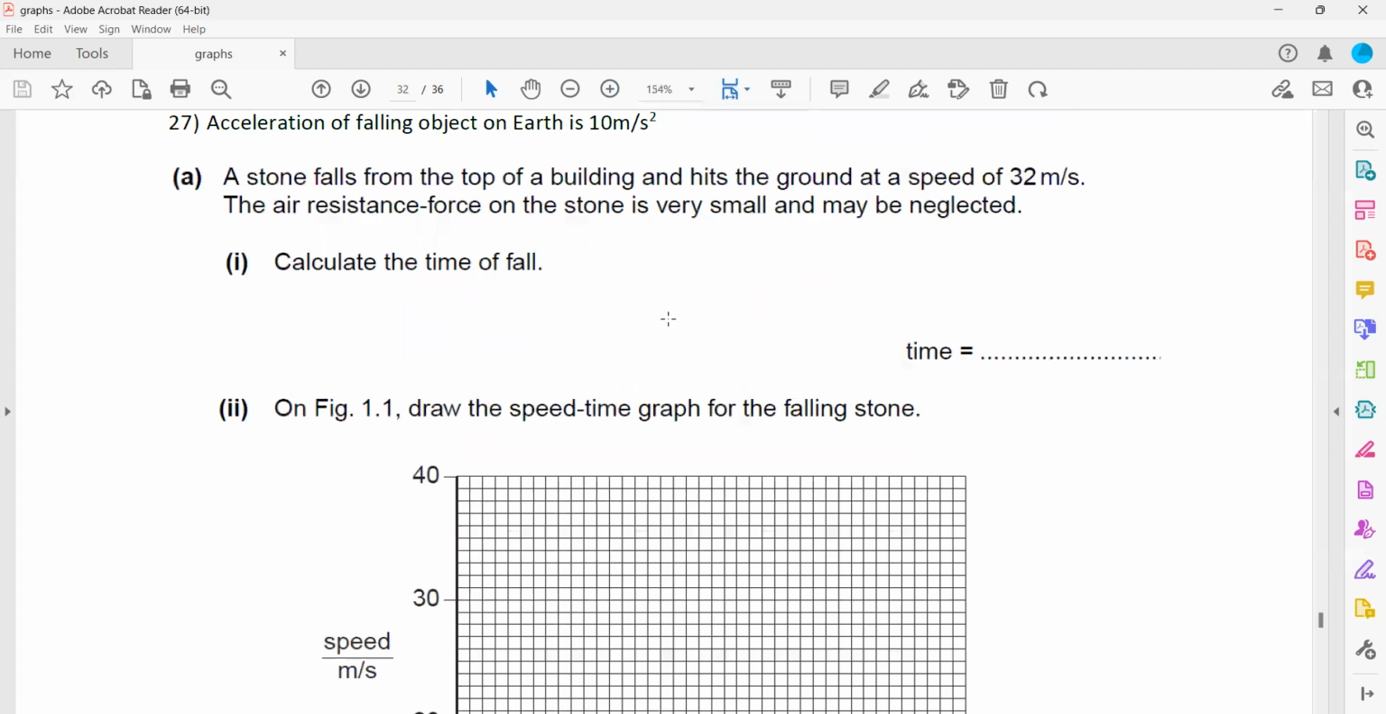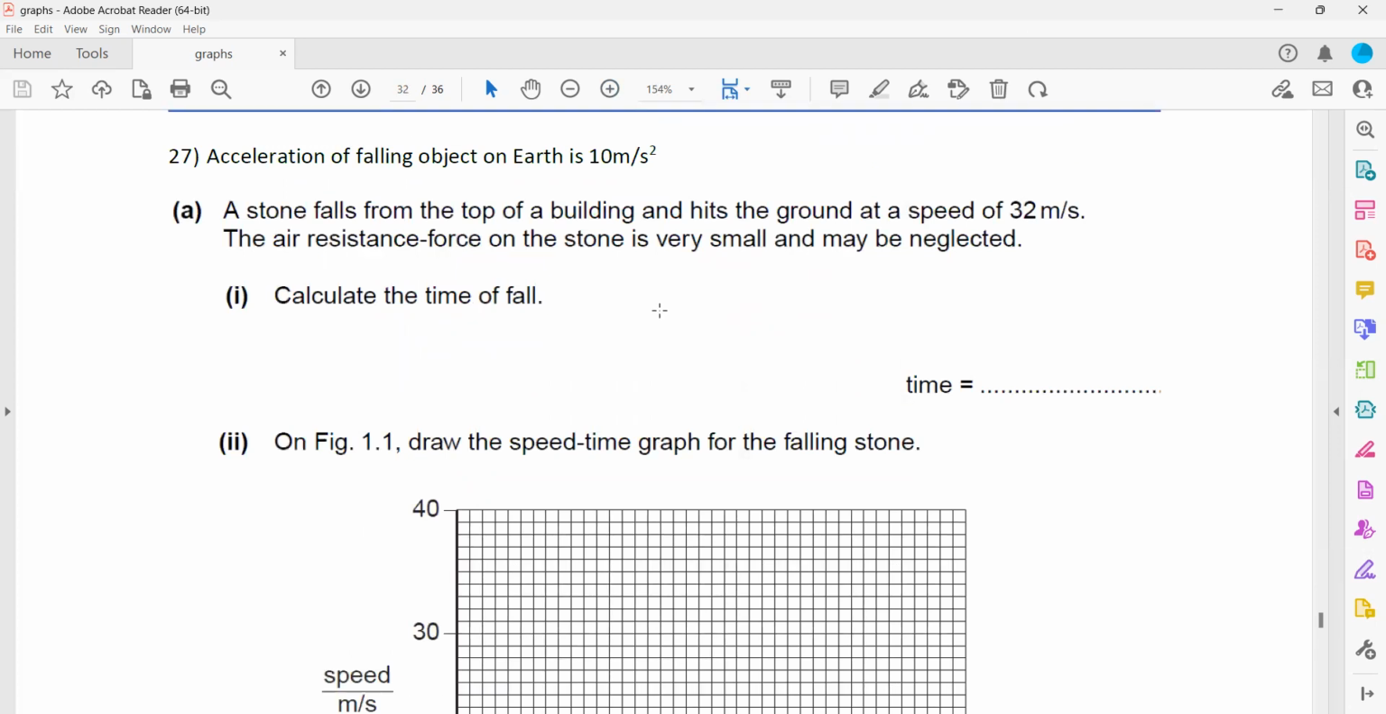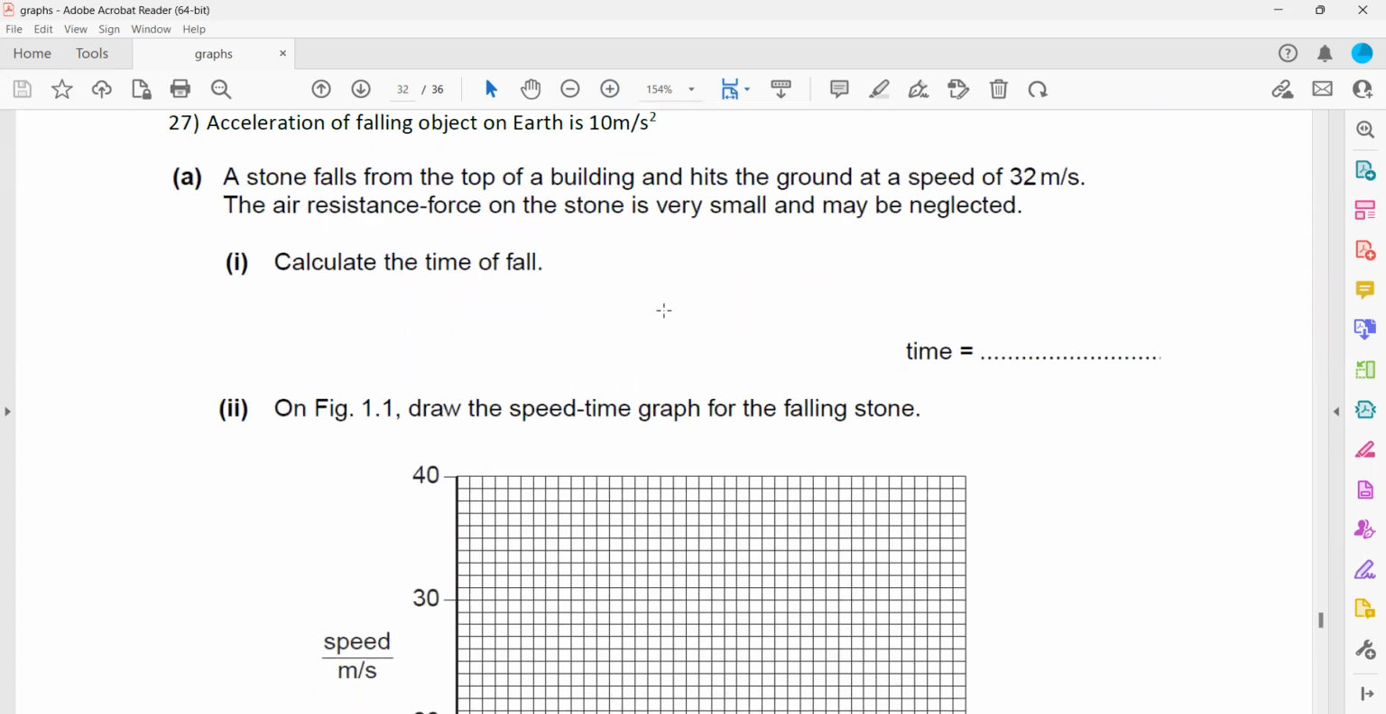In question 27, the acceleration of a falling object on Earth is 10. Calculate the time. Whenever an object is falling, and they mention it reaches 32 meter per second, initially it will have 0. And we need the time, so it is v minus u over a. Acceleration, we take 10. Otherwise, in more recent papers, you should take 9.8. But for this question, they already mentioned 10, so you will take 10.